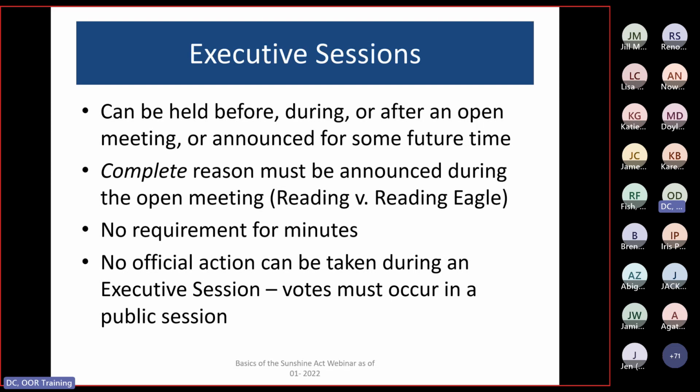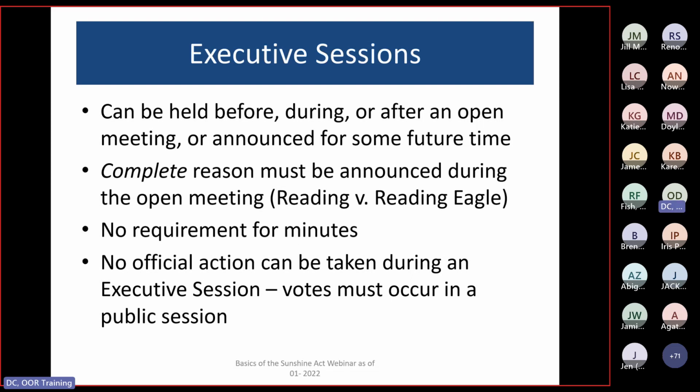Any decision that would occur during executive session, and it's considered an official decision by the board, would constitute a potential violation of the act.